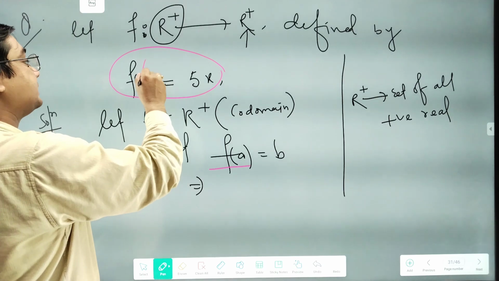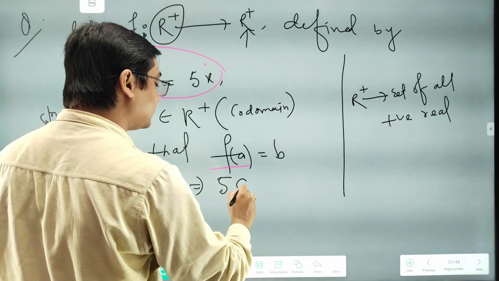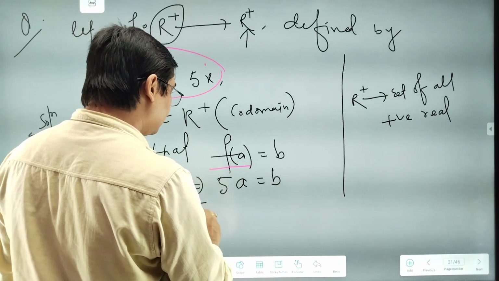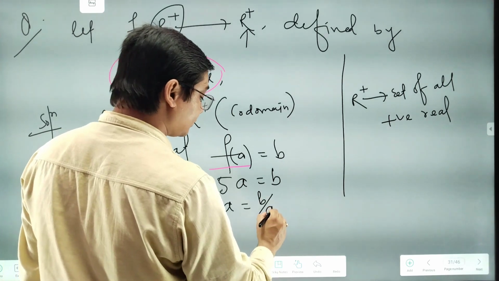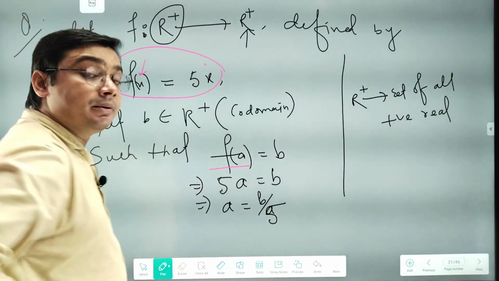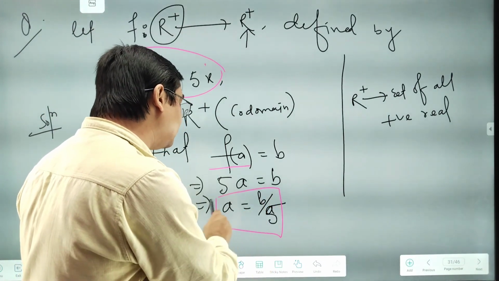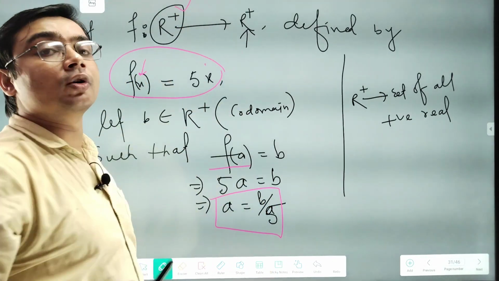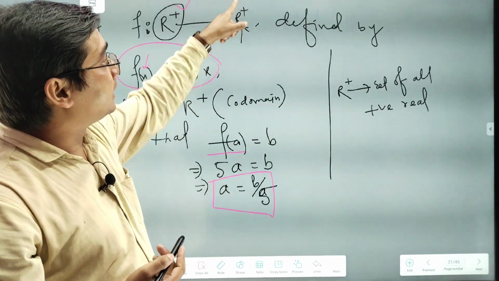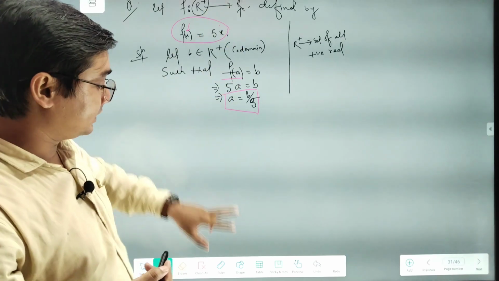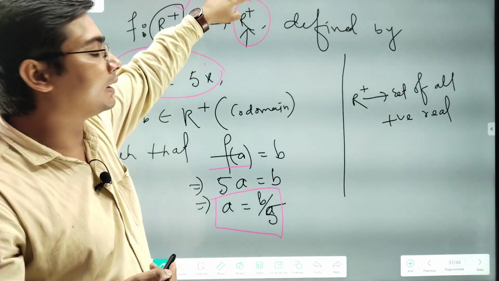You see, giving x gives 5x, so putting A will give 5A. This is B. Now from this, what will be A? This will be B by 5. Now you check whether this A is in the first set or not. You see our B is a positive real number.